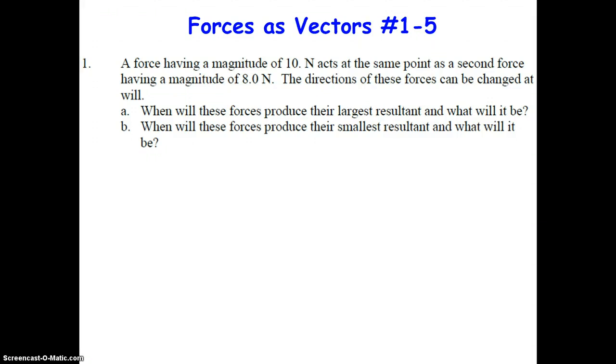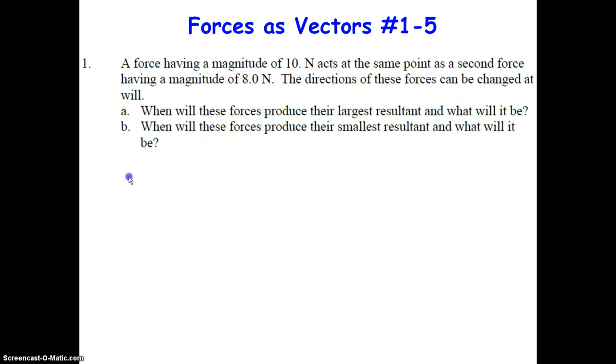Let's read number 1. We have a force having a magnitude of 10 newtons, acts at the same point as a second force having a magnitude of 8 newtons. The directions of these forces can be changed at will. A, when will these forces produce their largest resultant, and what will it be? And B, when will these forces produce their smallest resultant, and what will it be?